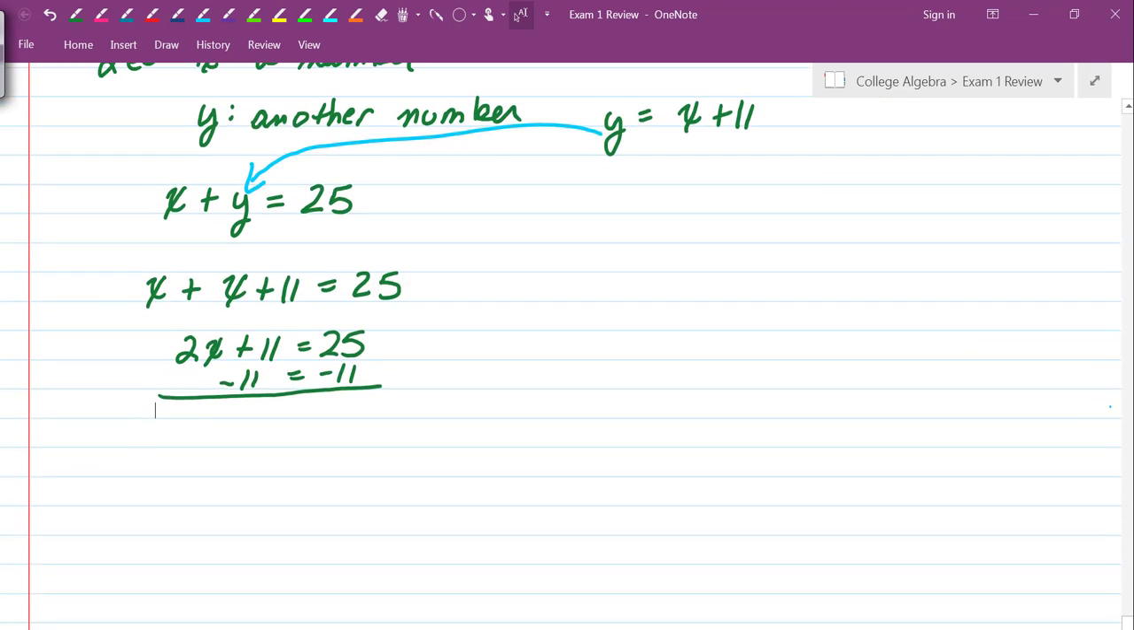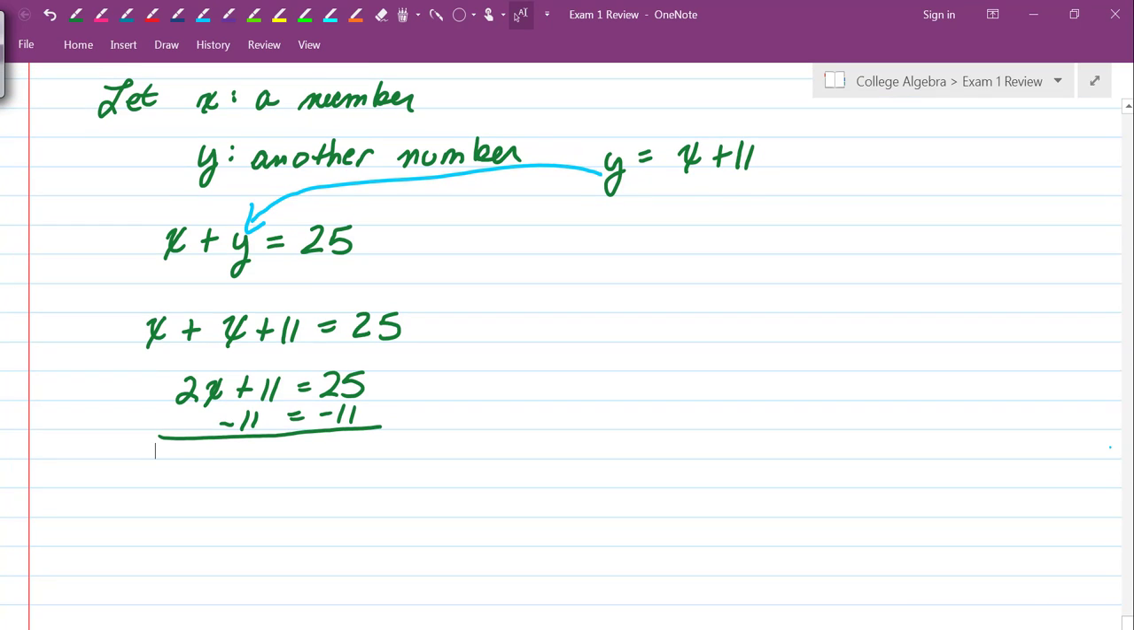So we have 25 minus 11, so 5 minus 1 is 4, and then 2 minus 1 is 1, so it's going to be 14, and that's what 2x equals. So I can divide both sides through by 2, and 2 will go into 14 7 times. Therefore, x is equal to 7.